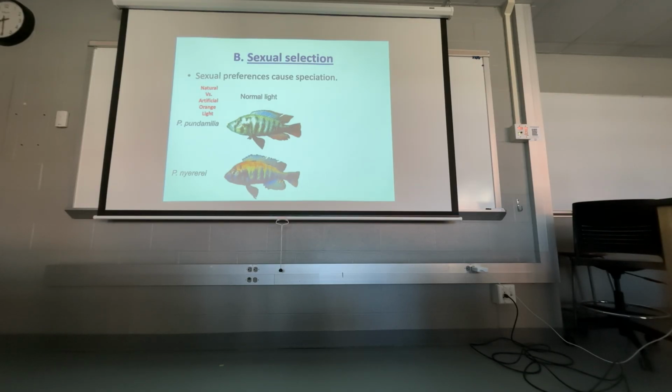Interestingly, scientists have taken these 2 species and put them in the lab and put a huge orange monochromatic light over top of the aquarium, replacing the natural light, so that the males all look orange, just a uniform kind of drab orange color. When that happens, females just breed with anybody, and they produce hybrids that can then breed. And so the only thing keeping these 2 species separated is female choice, right?